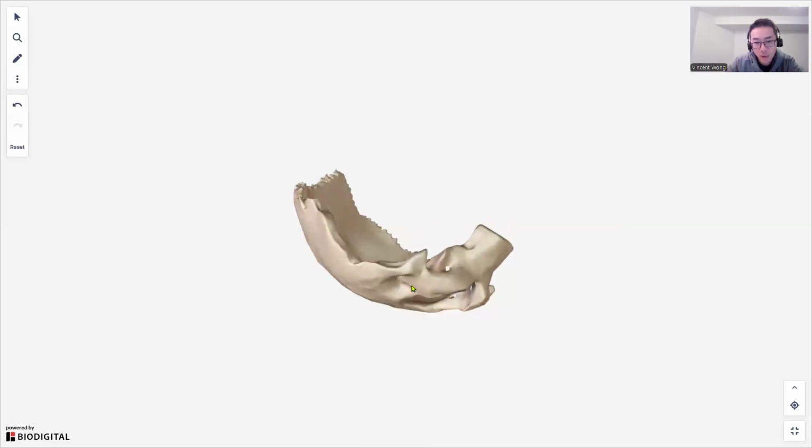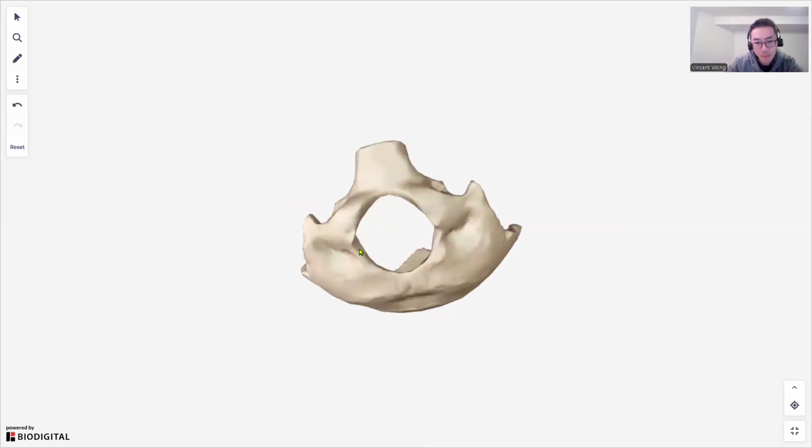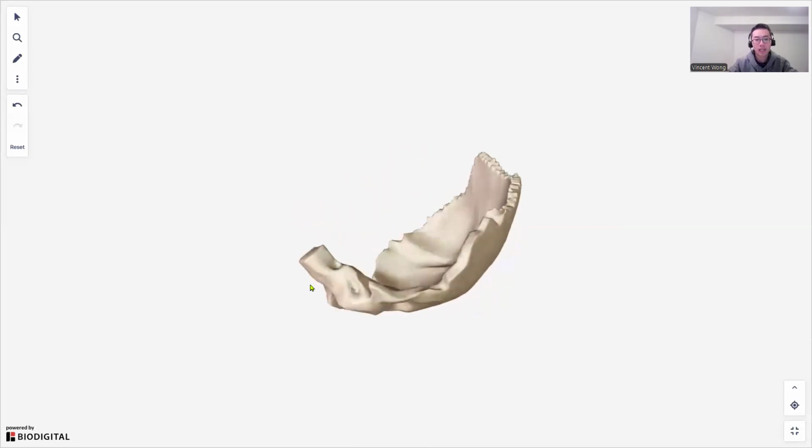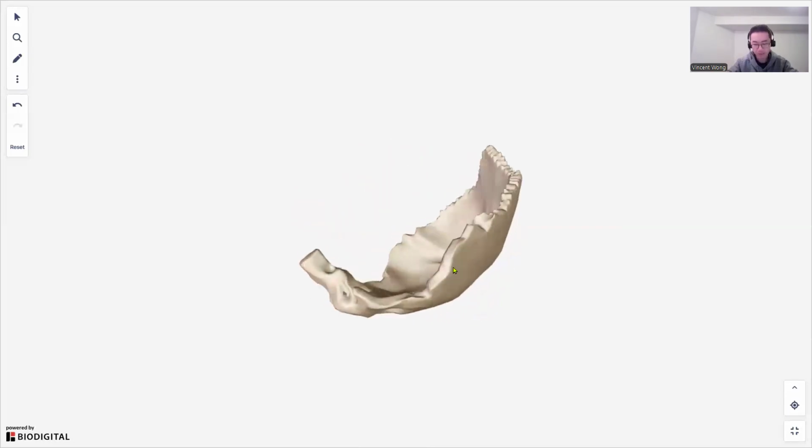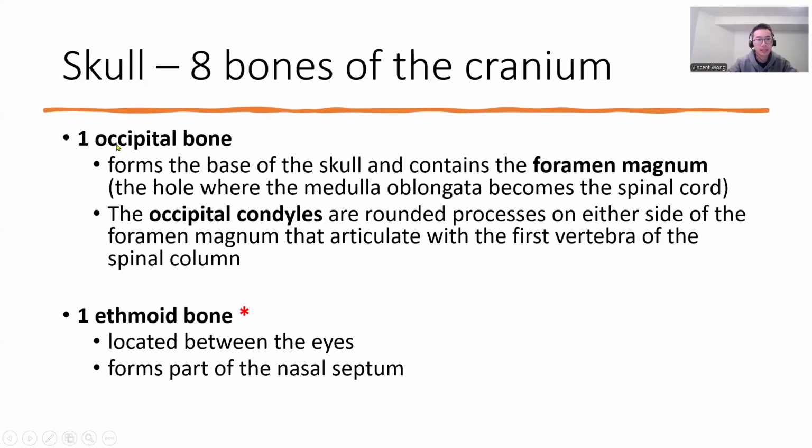Right here, there's a round knob. There are two of them right next to the foramen magnum. Those round knobs allow us to nod our heads. They form a connection with the first bone in the backbone, and it allows a rocking motion, back and forth like that. And like I said, all of these are in the notes here.